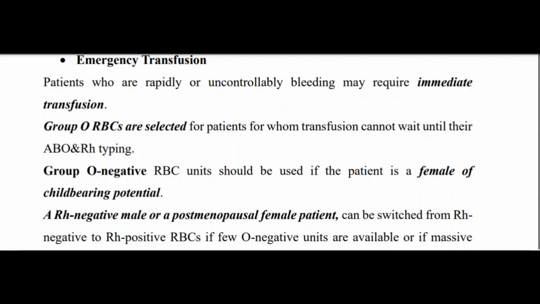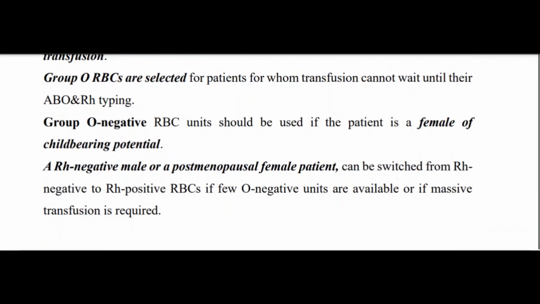So otherwise, even if it is just very urgent, Rh negative male and Rh negative post-menopausal female patients can be switched from Rh negative to Rh positive blood if only a few O negative units are available or if massive transfusion is required. So this is the thing. Sometimes, if someone is going to give a blood unit without cross-matching, for example, we can just give an Rh negative O unit to the patient.